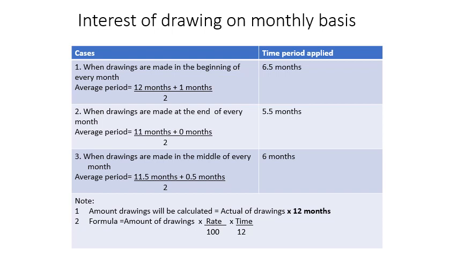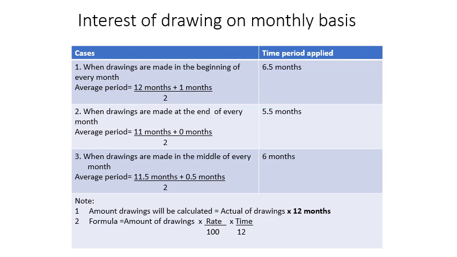The first case is if the drawing is done by any partner at the beginning of every month. When I talk about the beginning of every month, I mean 1st January, 1st February, 1st March, until 1st December. It means the first date of every month is considered for interest on drawing with an equal amount. Say 500 is withdrawn, so every month 500 is withdrawn.